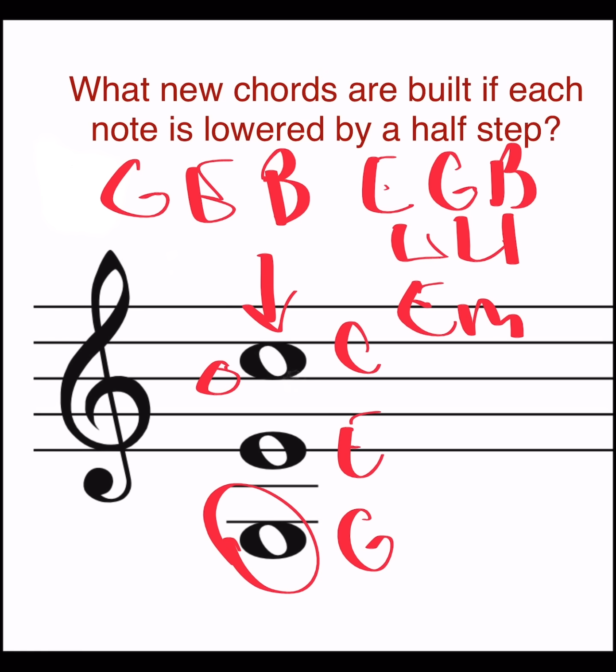So just simply by lowering the C to a B, just going down a half step, we've turned the C major chord into an E minor chord. Now, what if we did the same thing to the middle note? We said, hey, instead of having E natural, let's make it E flat.